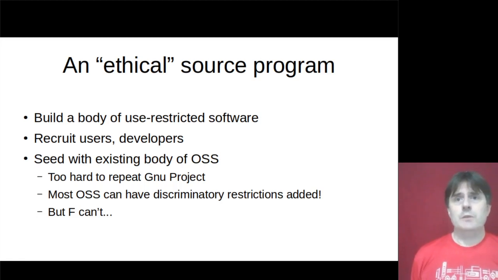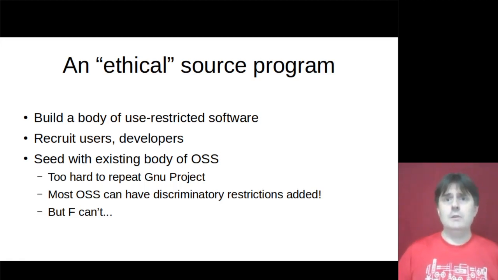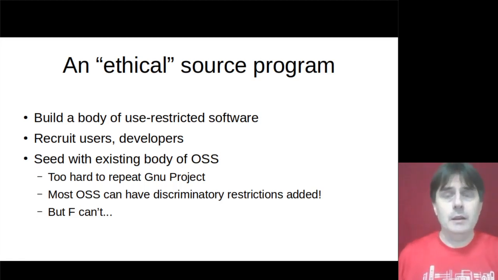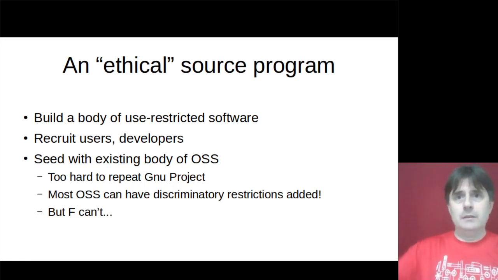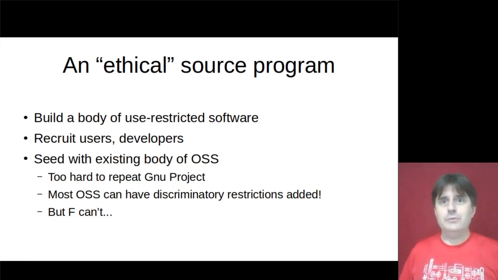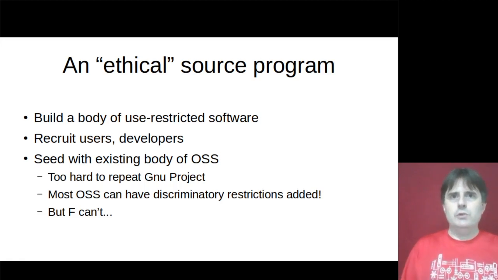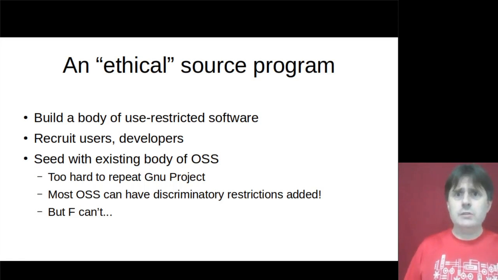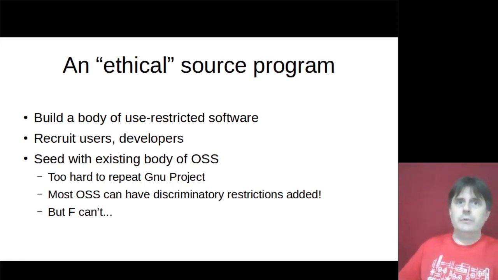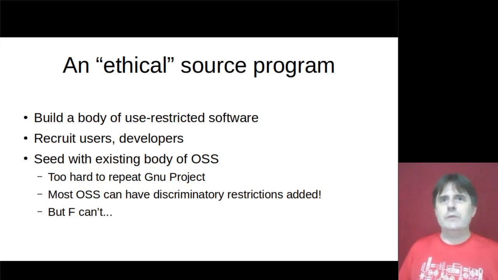Fortunately, most open source software, most licenses, permit the addition of discriminatory restrictions downstream. The resulting license is not called open source, but there's nothing stopping you taking something, particularly under the BSD licenses or the MIT license, and embedding them in a proprietary product. Usually, all you're left with is the obligation to credit the source and include copyright notices. So the same thing could in principle be applied by a use-restricted licensing program. That is, take a bunch of open source software, tack on the additional notices, and voila, you've got a body of use-restricted software.